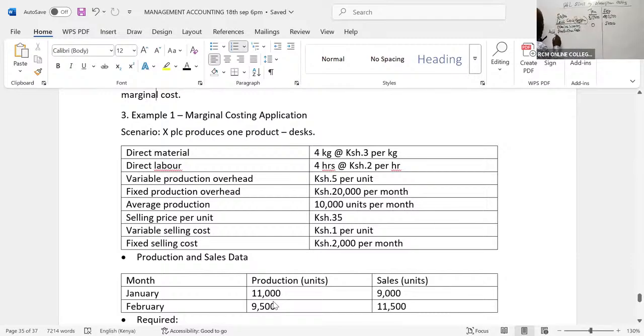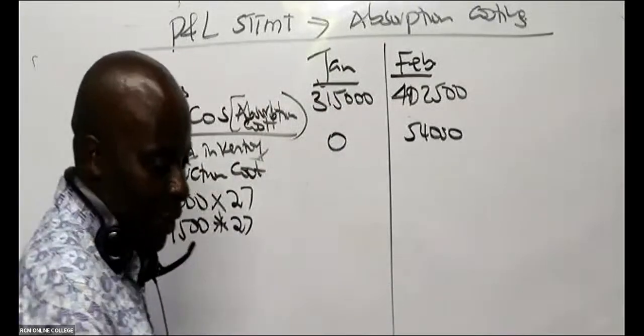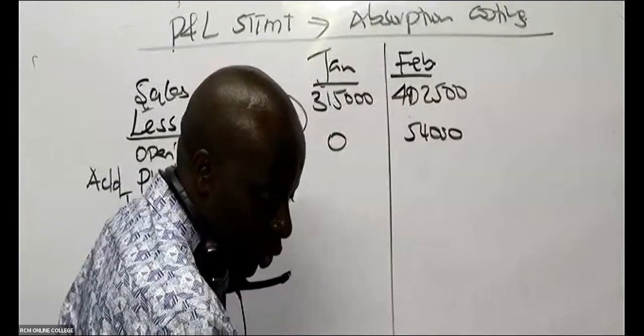January is 11,000, February is how much? 9,500. And each unit, if it's a complete unit, if it was a ball, must have labor, materials, overheads in it. So it has everything in the cost card. Do you remember the figure here was 27? Each unit is supposed to be 27.